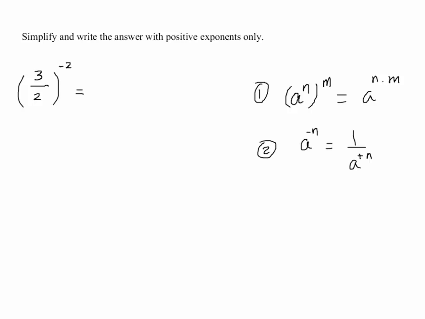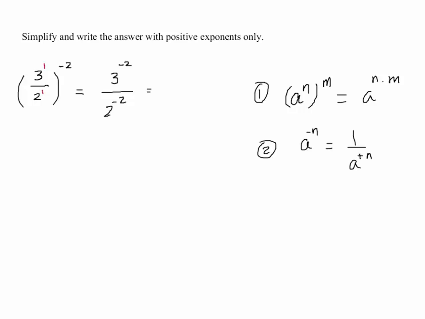Number 1, okay. If I use number 1, this would become 3 to the power of, remember the exponent here is 1. If there's no exponent, it means this exponent here is 1. So that would be 3 to the power of 1 times -2 would be -2 over 2 to the power of -2. Everybody okay with this so far?